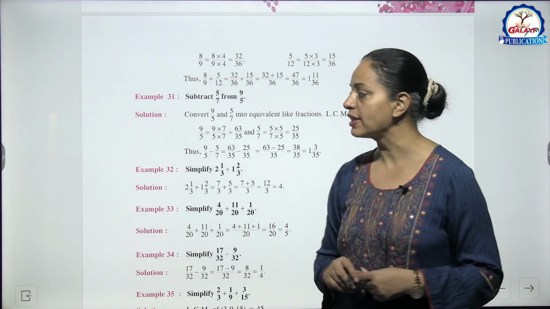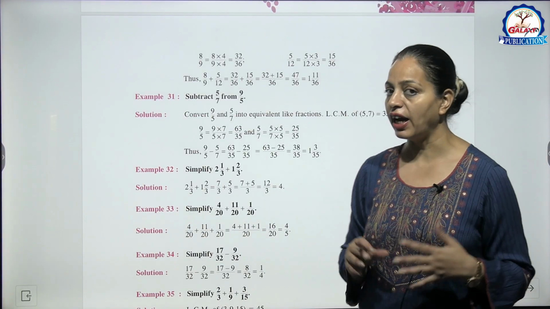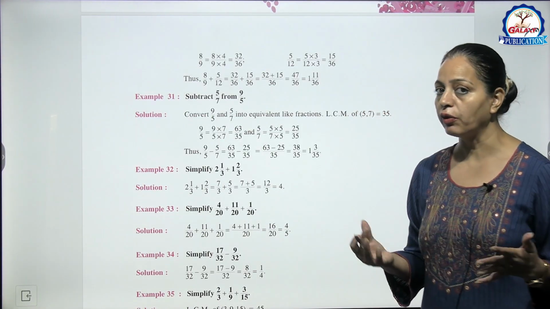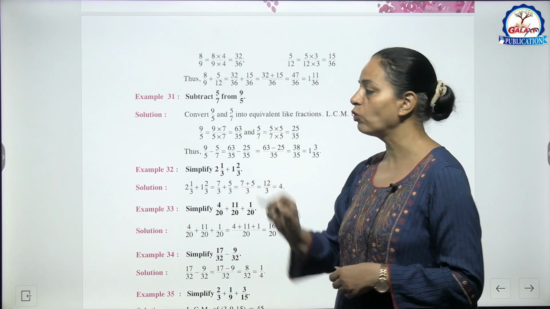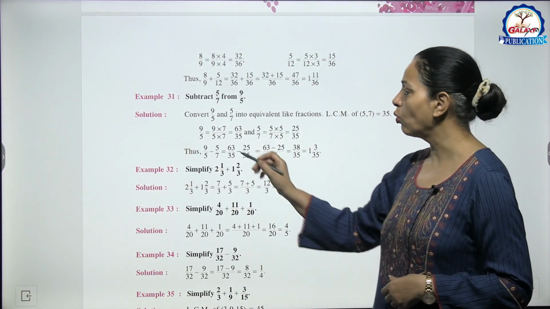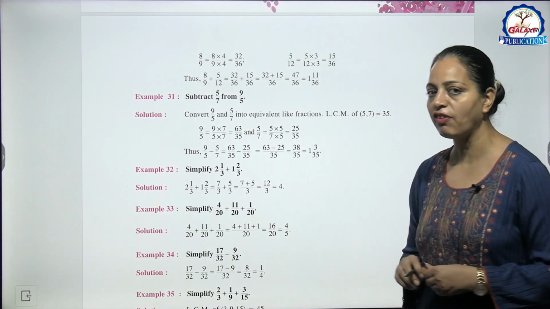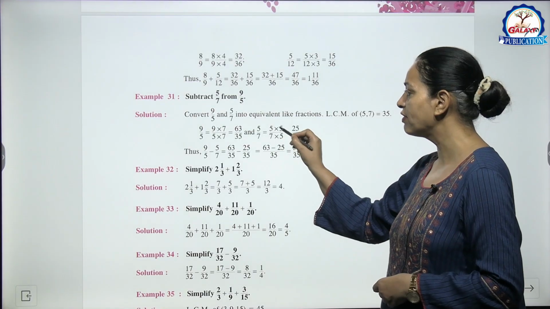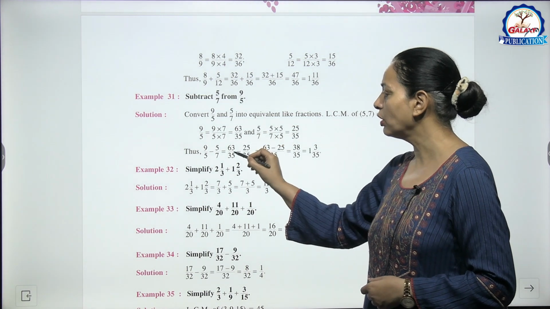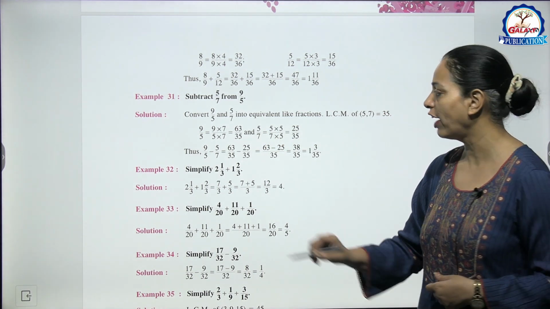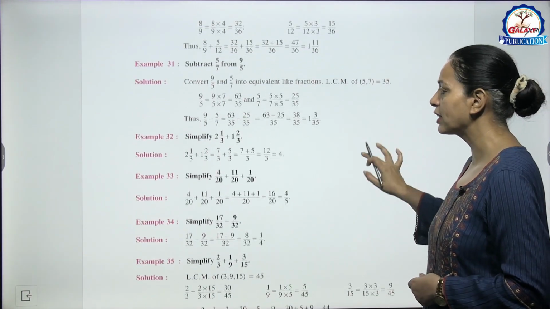Now example 31, subtract 5 upon 7 from 9 upon 5. Now these are unlike fractions, so what to do? Convert them into equivalent like fractions. तो हम क्या लेंगे? LCM लेंगे 5 और 7 का, that is 35. So here 9 upon 5, 5 7s are 35, 9 7s are 63 upon 35. Now 5 upon 7, 7 5s are 35, 5 5s are 25 upon 35. So now subtract 63 upon 35 minus 25 upon 35. So here what are we getting? 38 upon 35. Convert into mixed fraction.